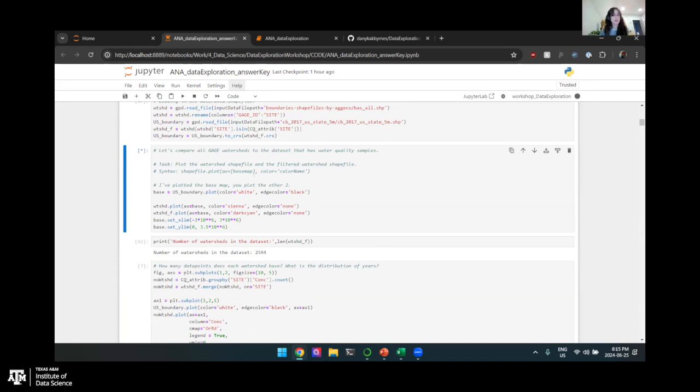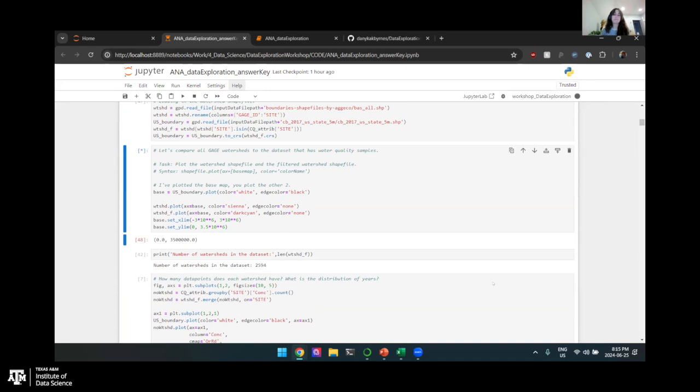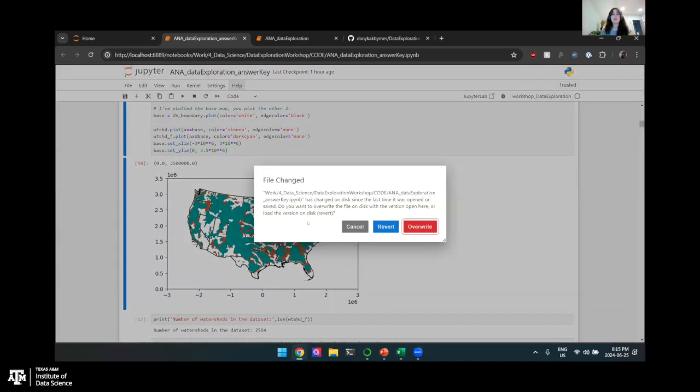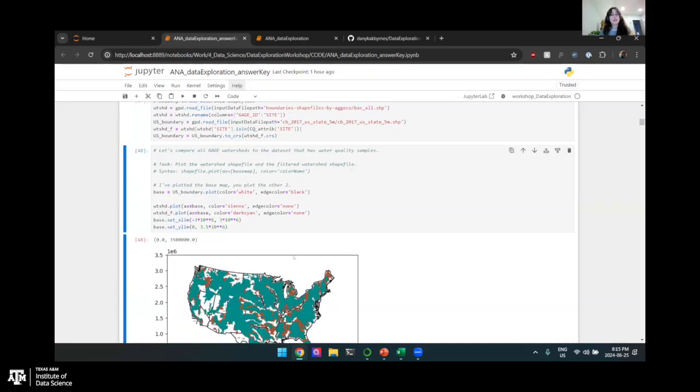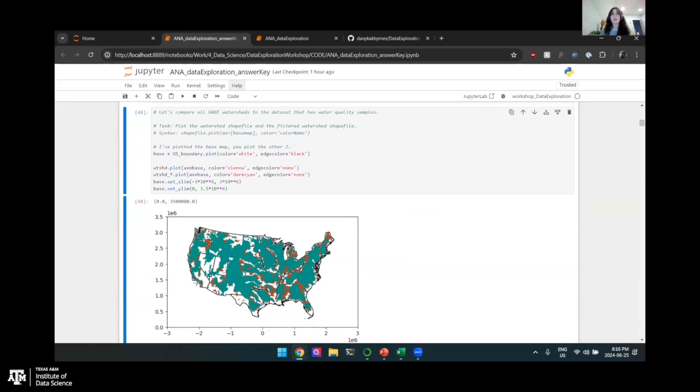Sometimes it takes a little while on my computer if it's being taxed. Okay, so in the blue, we have the watersheds that are in our data set, and we can see that of all the watersheds in the gauges data set, we are missing a few of them, but generally we have really good coverage. So our CQ data covers a lot of the US, which is good.